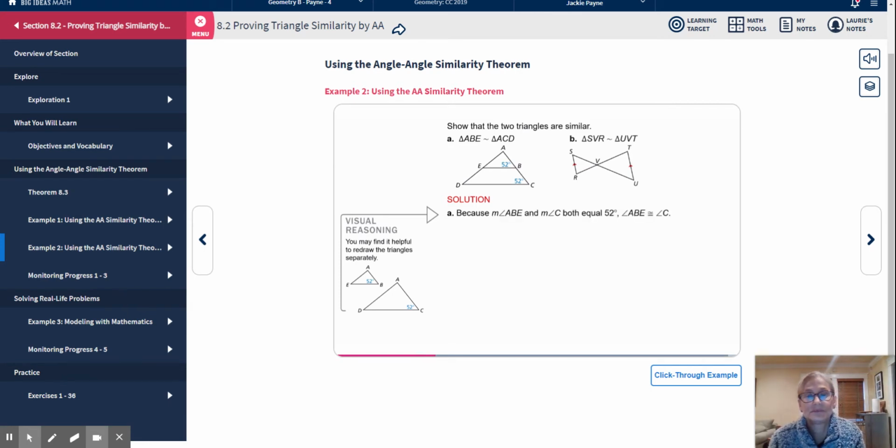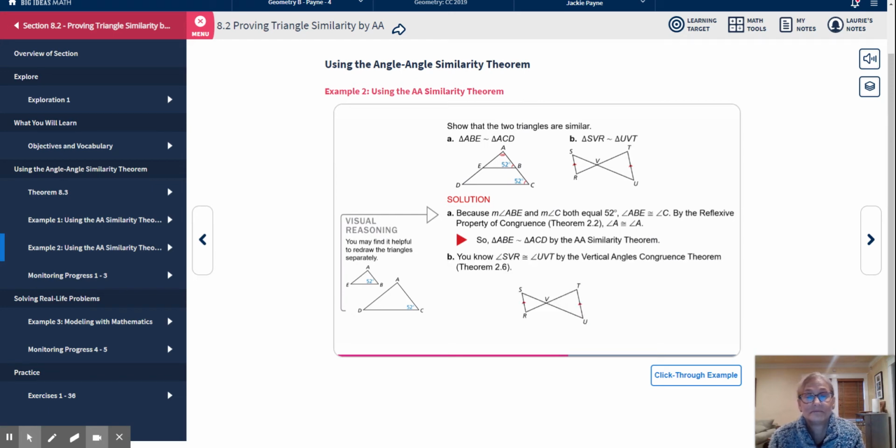Because the measure of angle ABE and the measure of angle C both equal 52 degrees, angle ABE is congruent to angle C. By the reflexive property of congruence, angle A is congruent to angle A. You have shown two angles of one triangle are congruent to two angles of another triangle. So, triangle ABE is similar to triangle ACD by the angle-angle similarity theorem.